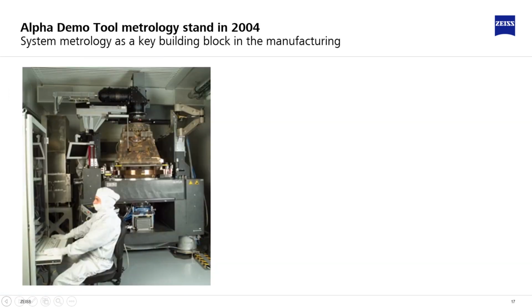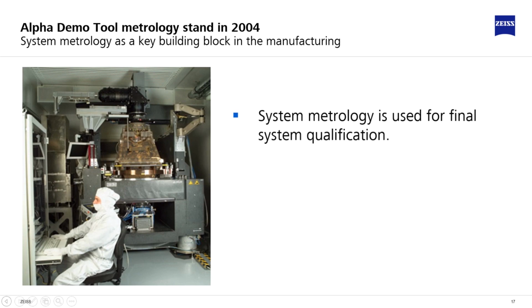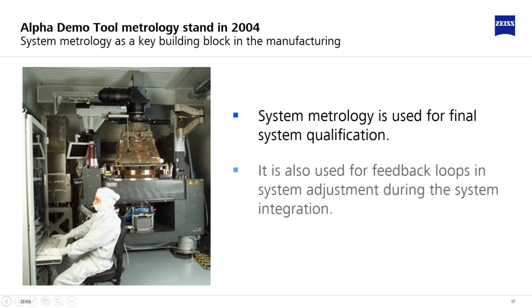Here you see the Alpha Demo Tool inside the system metrology stand in 2004. Compared to the MET, the Alpha Demo Tool has 6 mirrors inside, and its height is that of a normal person. System metrology for the projection optics is a key building block in the manufacturing. Its purpose is twofold. Firstly, system metrology is used for final system qualification, and secondly, it is used for feedback loops in system adjustment during the system integration.